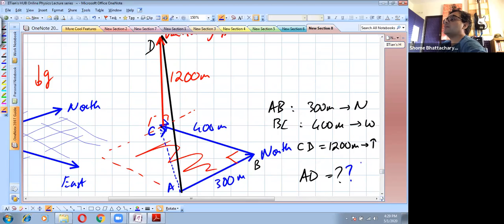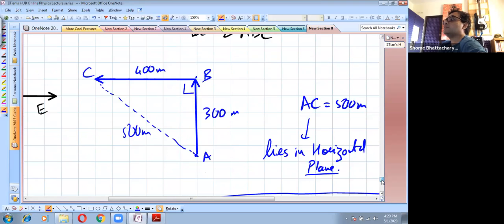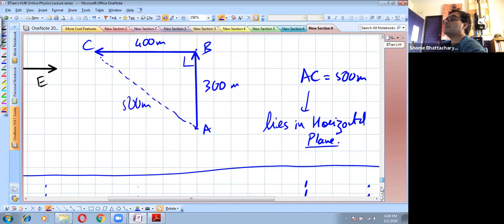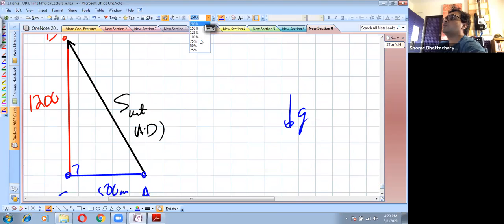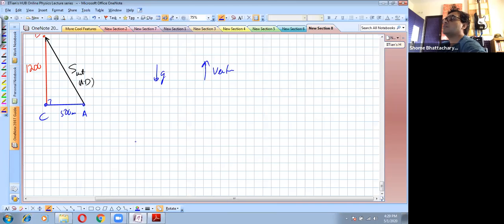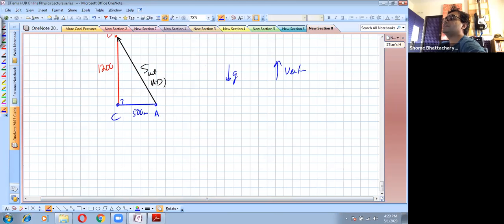So this triangle only I have drawn, but in that triangle I found out first AC. So how did I get AC? By drawing the triangle ABC, looking into the ground. So I got AC is 500 meters. And then I next look at that triangle ACD as a vertical triangle. I look at it from the side. So when I look at it from the side as a vertical triangle, it becomes like this. Okay. So the height of the triangle is 1200 and the base is actually AC.